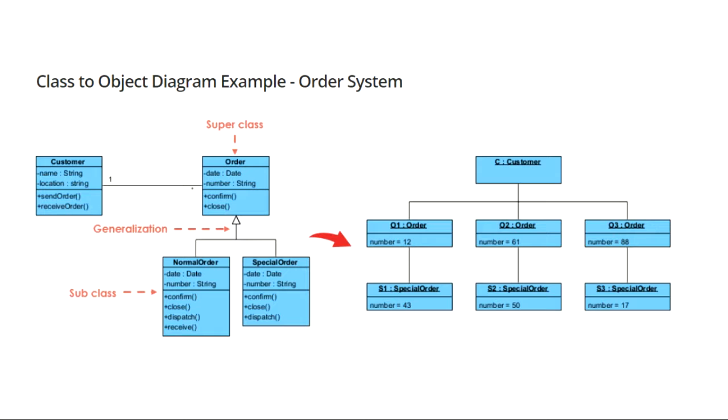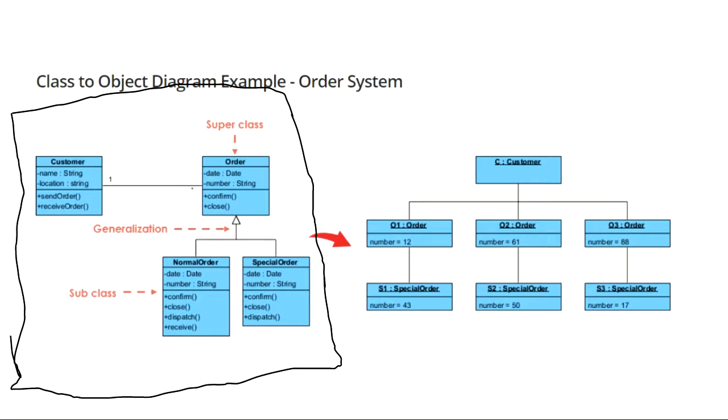The theory is done. Suppose this is my class diagram. What is this suggesting? That there is a customer class and an order class. They both are interacting with each other with the help of an association relationship, because this is a single line. And then the order is the parent class for normal order and special order. This is one, this is star. This means that customer has more than one order, and this also means that order has only one customer.